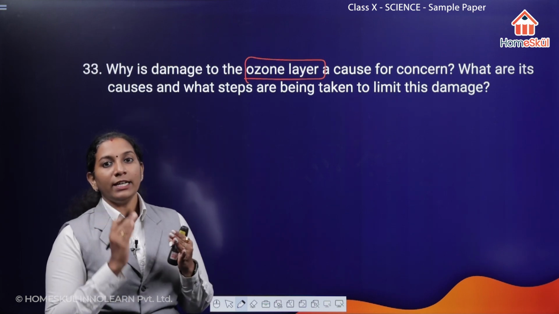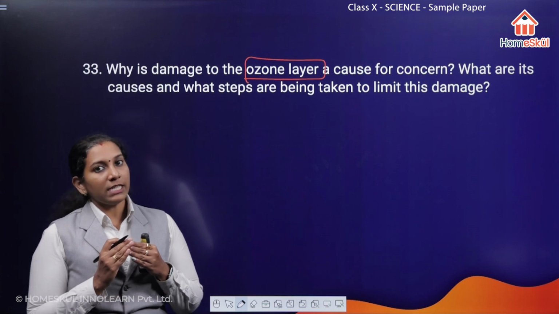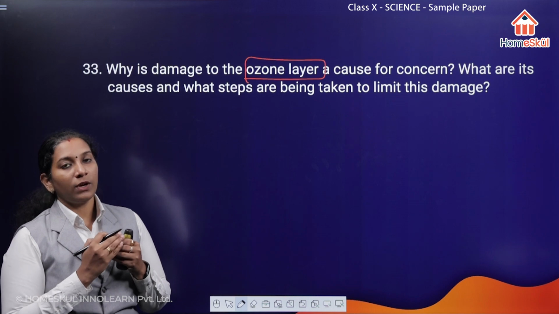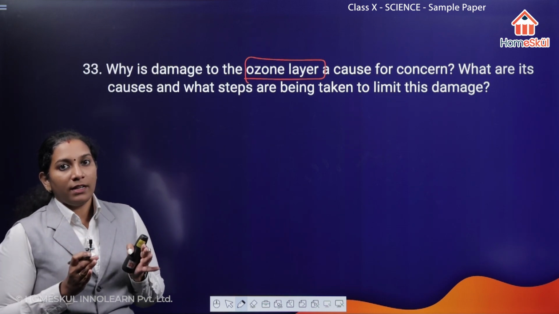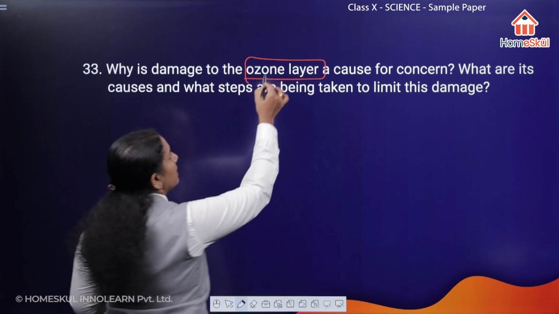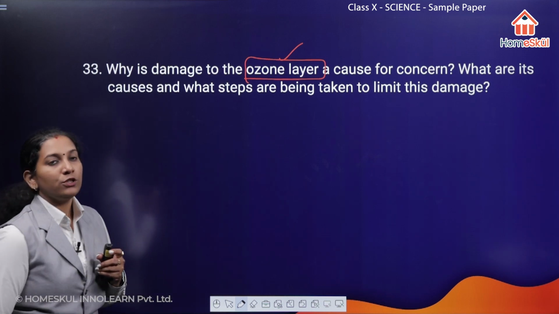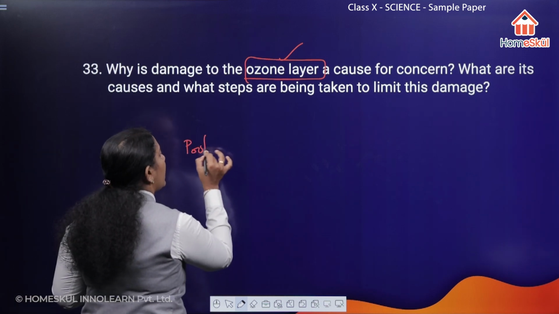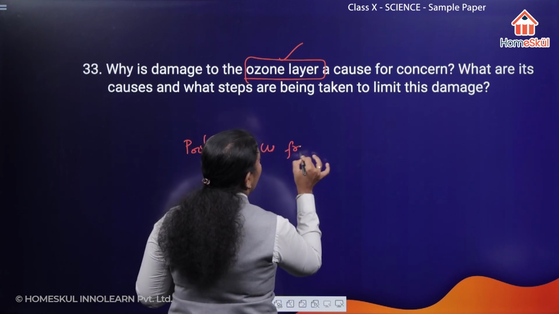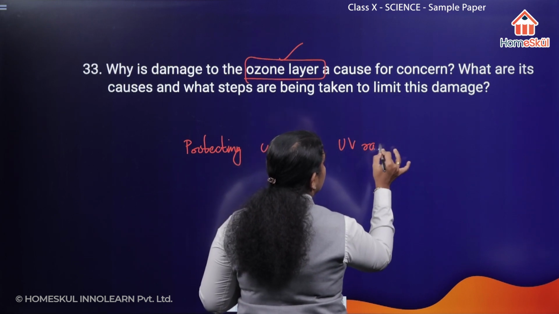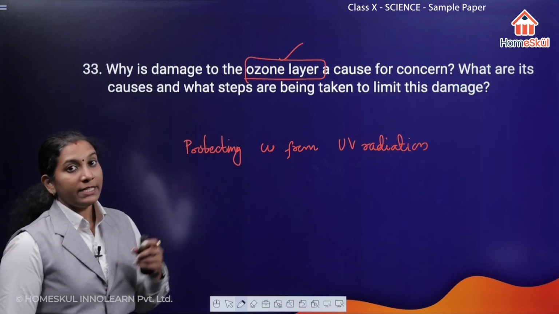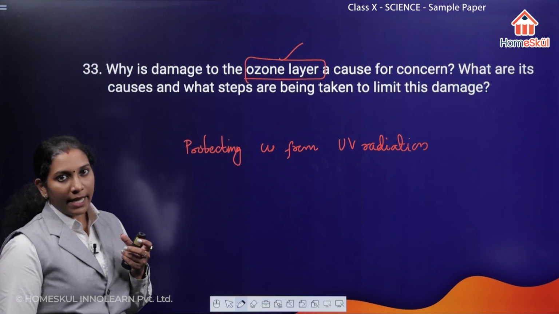So, from protecting against all these types of diseases or cancerous diseases, from the UV radiation from the sun, we human beings residing on the earth are protected by this ozone layer. So the ozone layer actually protects us, acting as a shield from UV radiations. That is why it is a main cause of concern. Otherwise, this UV radiation will cause cancers, skin cancers and all.